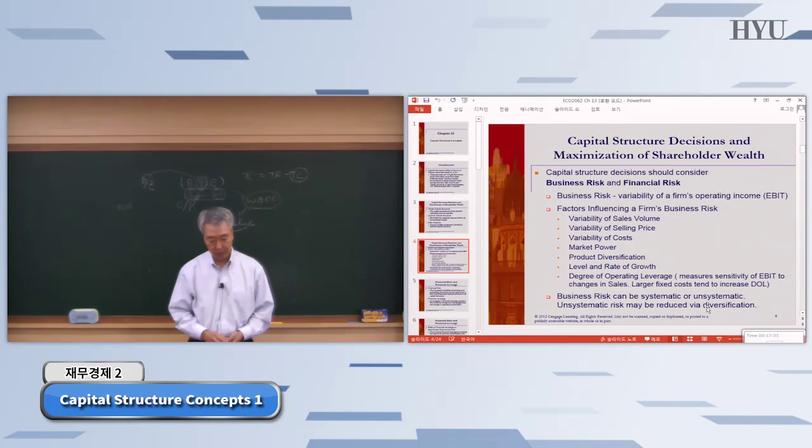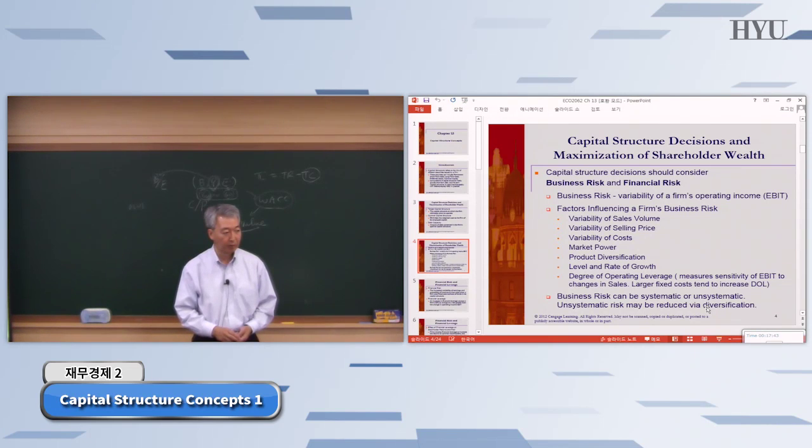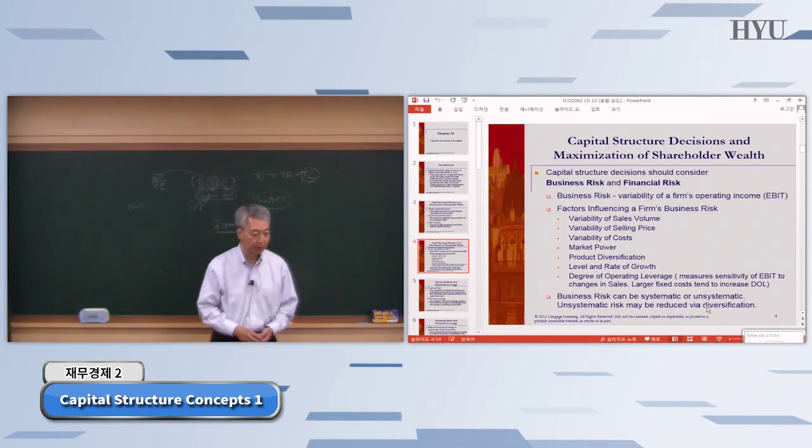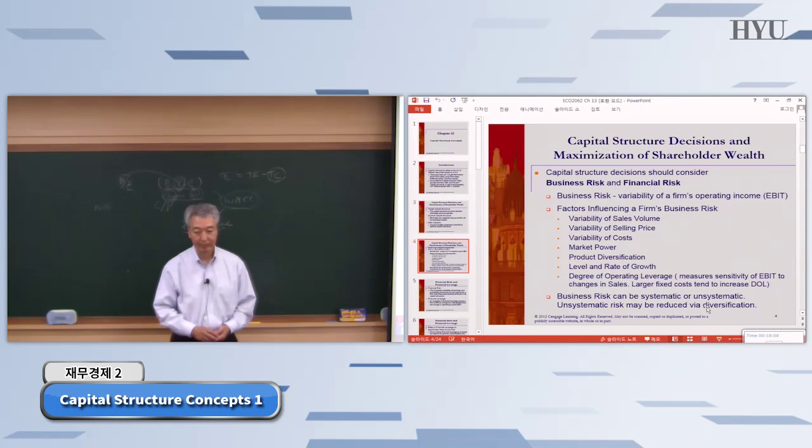What can happen? I mean, what are we talking about here? Variability of sales volume and selling price. Why would they be uncertain? In other words, who changes this volume and price? Why can't you eliminate uncertainty from the sales volume and price?